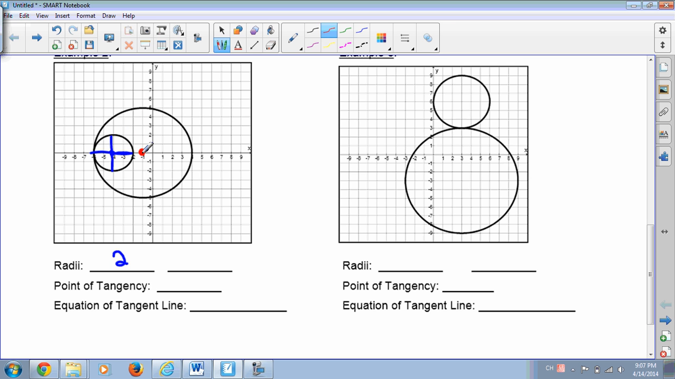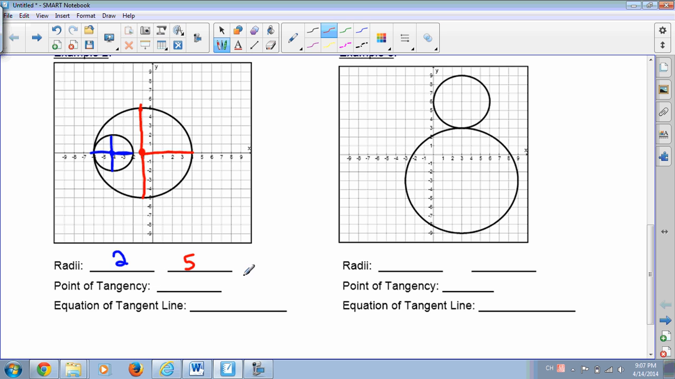And we can check and make sure by counting, is it the same direction to the right as it is up and down? So we're going to count 1, 2, 3, 4, 5 units to the right. And let's see if it's the same amount up. 1, 2, 3, 4, 5 units up. So that means the radius of this circle is 5. So the radius of the small is 2, the radius of the large is 5.